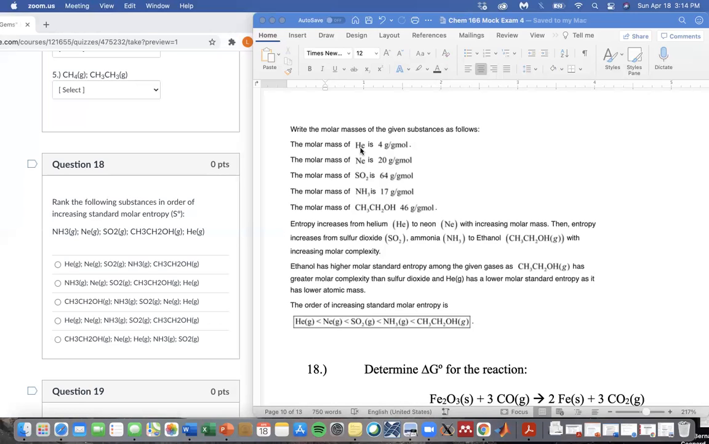But if it has the same number of atoms, for example Ne and He, you can just compare their molar masses to determine which one comes first. And so that's why it is this order.